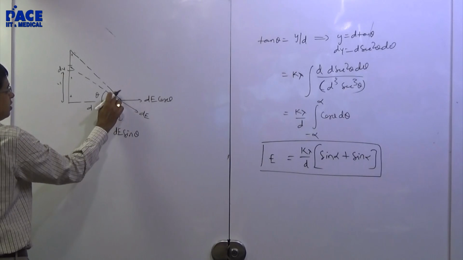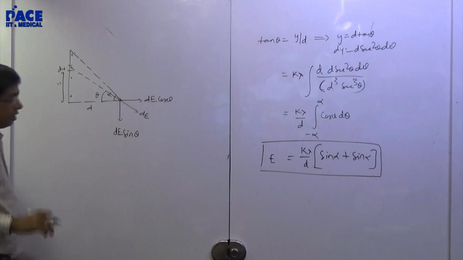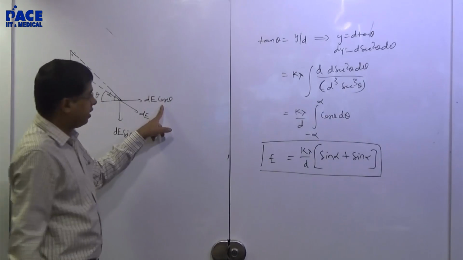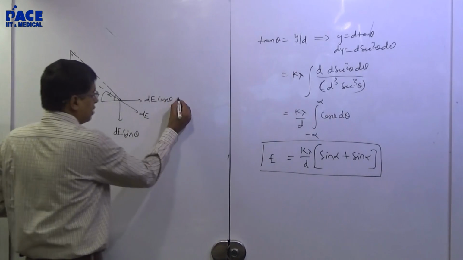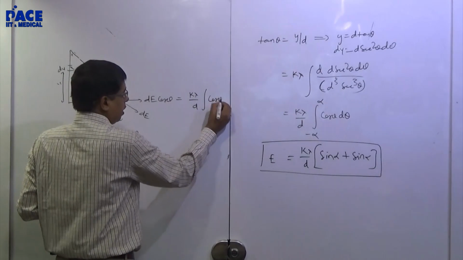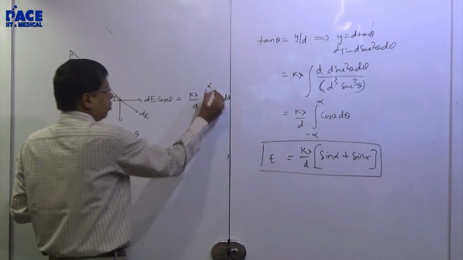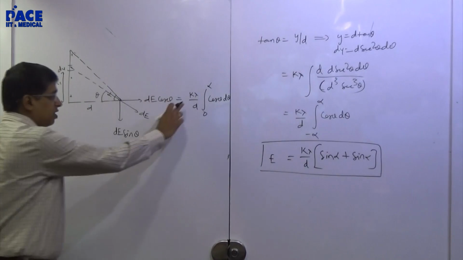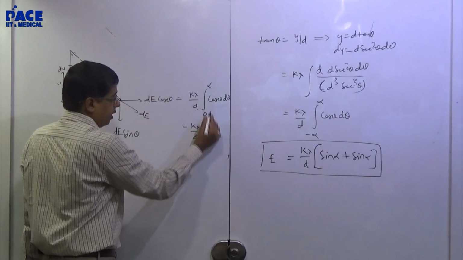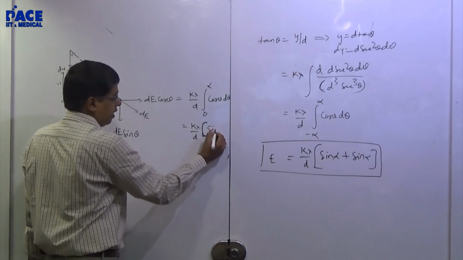So once again the students have trouble understanding the integration. Now I have already done this integration, right? This integration is the integration of dE cos theta. So its answer I can directly tell you: k lambda by d integral cos theta d theta from 0 to alpha. Here I am safe. Right? This will be k lambda by d sin alpha.